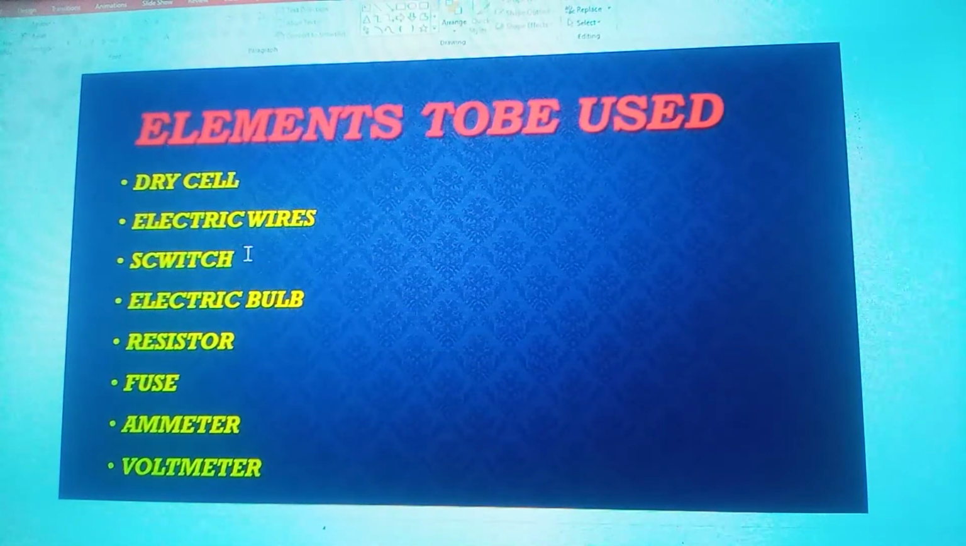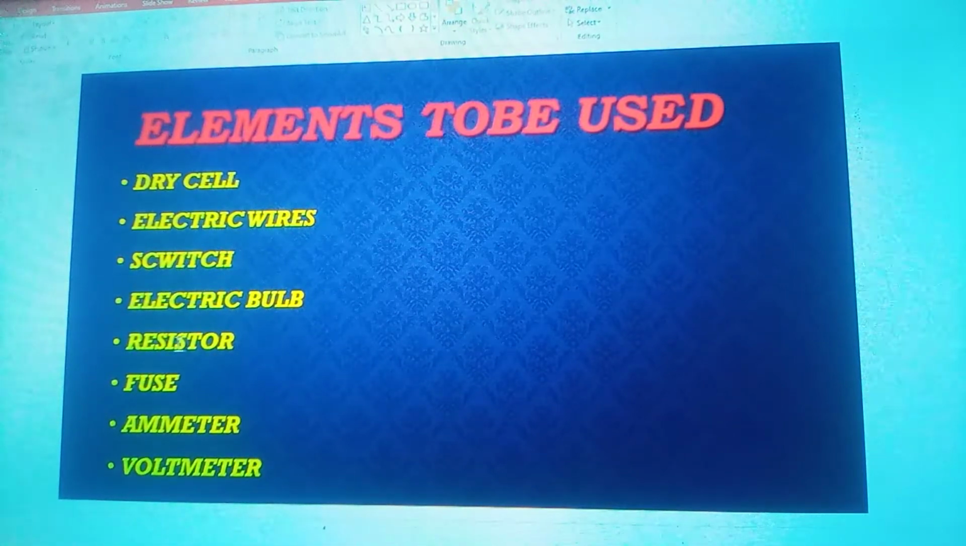Number three, it is a switch. The switch is to complete our circuit, either opening or closing the circuit. So that is the use of this switch in this simple circuit. Number four, we have to use electric bulbs. Electric bulbs are the appliance which convert electric current into light.